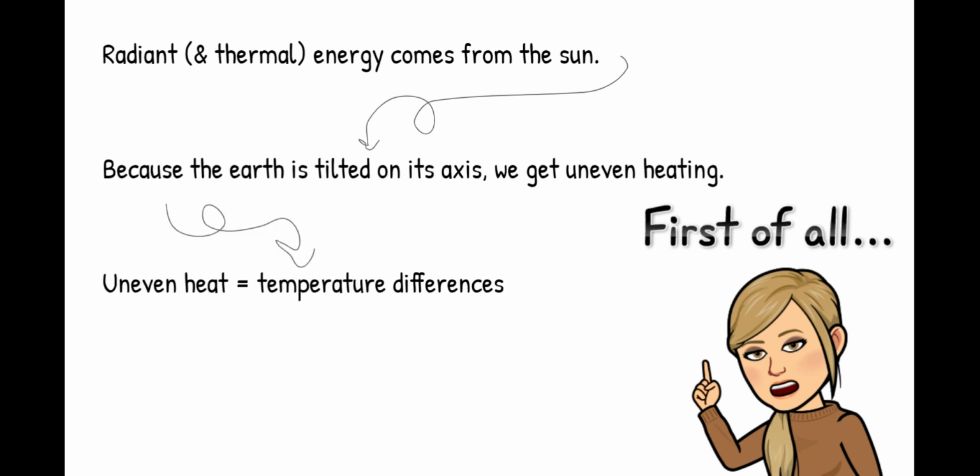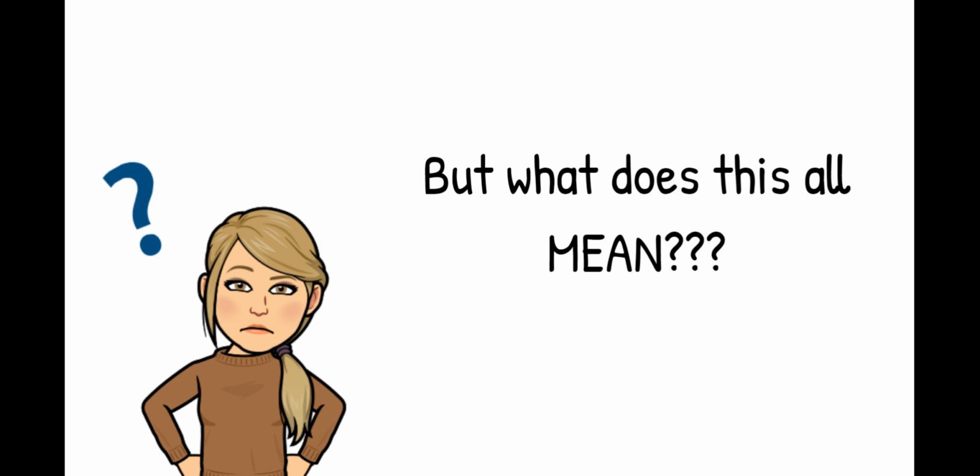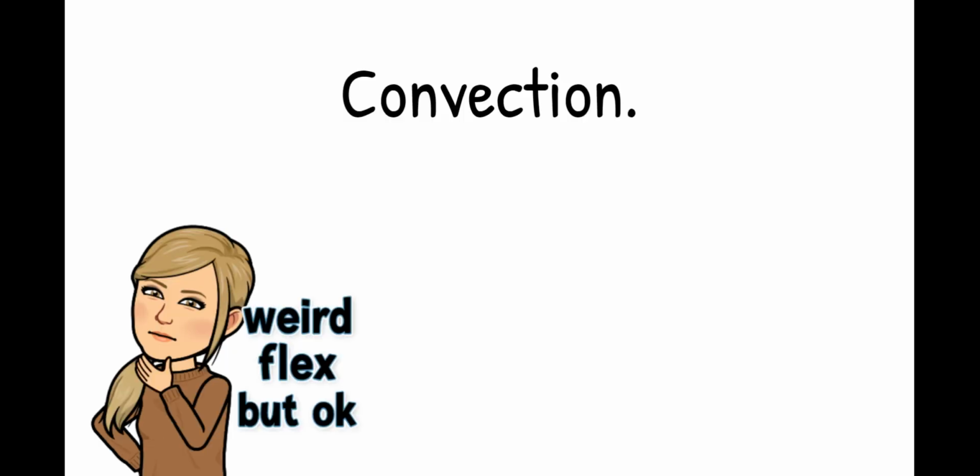Uneven heat leads to temperature differences around the globe. That's why it's warmer in some spots and cooler in other spots. And because there are temperature differences, that means there are also density differences. Some of those areas are going to be higher density air, and some areas are going to be lower density in the atmosphere. But what does all of this mean? I'm getting to your point, I promise. All of this means convection.